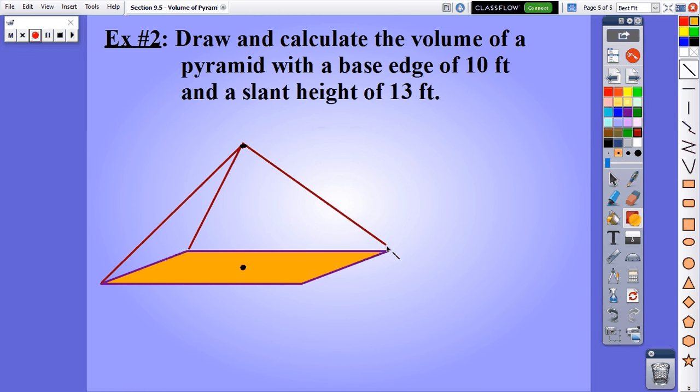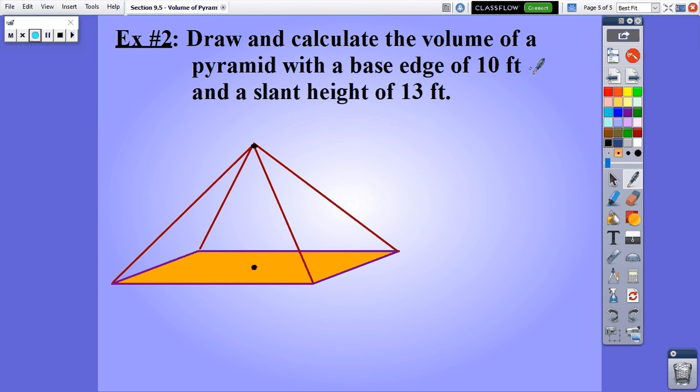And there's a quick, easy way to make a pyramid. Okay, so now it says it has a base edge of 10 feet. So this base edge down here on the square is 10. This base edge over here is 10. We already know what the area of the square base is going to be. It's going to be 100, right? 10 times 10. There we go. All right.